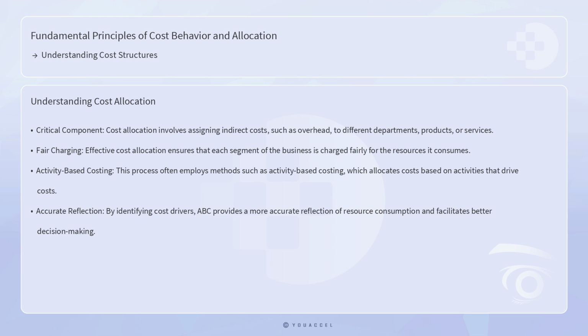Cost allocation is another critical component of understanding cost structures. It involves assigning indirect costs, such as overhead, to different departments, products, or services. Effective cost allocation ensures that each segment of the business is charged fairly for the resources it consumes. This process often employs methods such as activity-based costing, which allocates costs based on activities that drive costs, rather than on arbitrary bases. By identifying cost drivers, ABC provides a more accurate reflection of resource consumption and facilitates better decision-making.